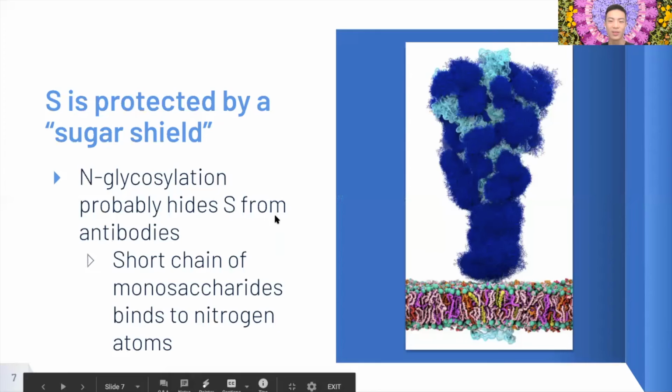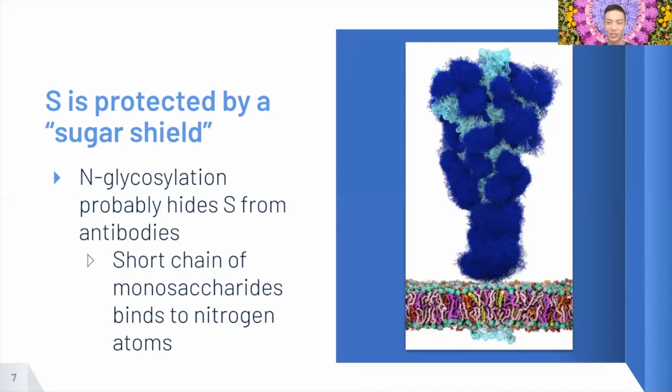Oops, sorry. So the second big thing about S, from the paper I read, is that it's actually protected by what's basically a sugar shield. So these big blue things that kind of look like clumps of moss or something clinging to the S protein, that's actually sugar. So this is what's technically known as N-glycosylation, N-linked glycosylation, where N means nitrogen. So basically you have short chains of monosaccharides that bind to the nitrogen atoms of the amino acids inside the S protein.